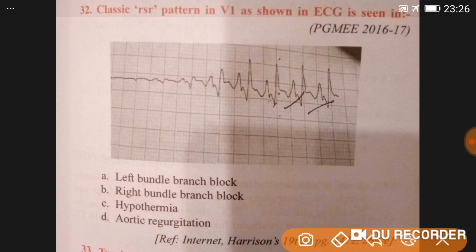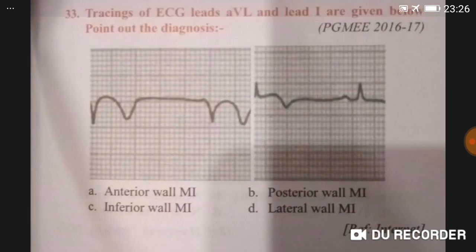Classical RSR in V1 shown. The image in V1 is M and V6 is W, that is right bundle branch block. If V1 is W and V6 is M, that is left bundle branch block. Tracing of ECG, aVL and first lead are given. Point out the diagnosis, it's lateral wall MI.